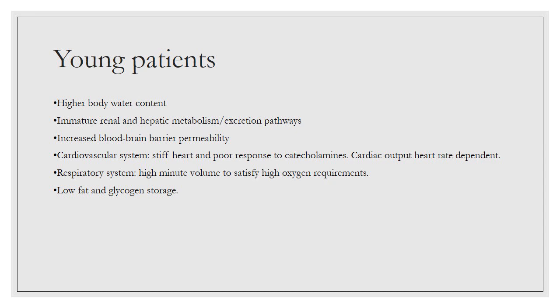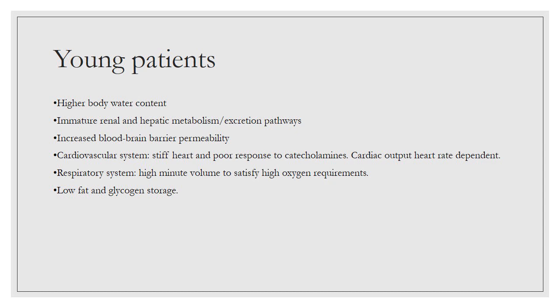They have lower fat and glycogen storage, which means they are more prone to hypoglycemia. We need to give young patients more glucose and have a shorter fasting time. For adult patients, we normally ask the owners, our clients, to fast them for 6 to 8 hours before general anesthesia. But for young patients, we normally ask the owners to fast them for 4 hours.